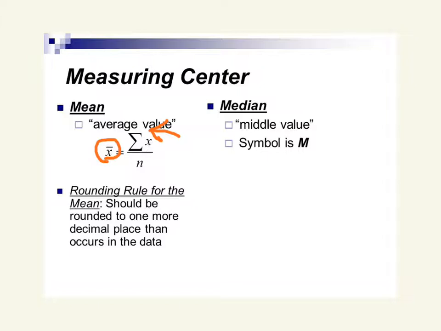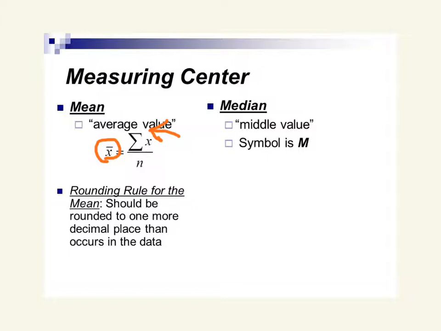Now we have a specific rounding rule for the mean that we want to follow anytime we're calculating the mean. If I'm working with a set of whole numbers, say your test scores from our first chapter test, if I'm going to report the average of that, the mean of that value, I should always round to one more decimal place than what occurs in our data. So if we're talking about whole number test scores, then I would need to round the mean to the tenths value. Okay? So that's something that I'll expect you to apply as we calculate means, whether it's on a test or a quiz.